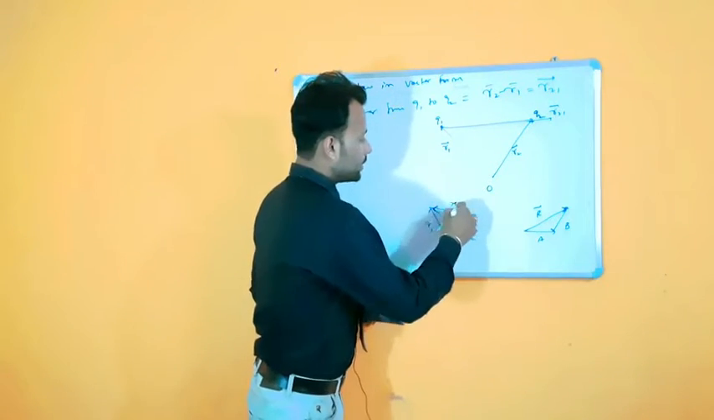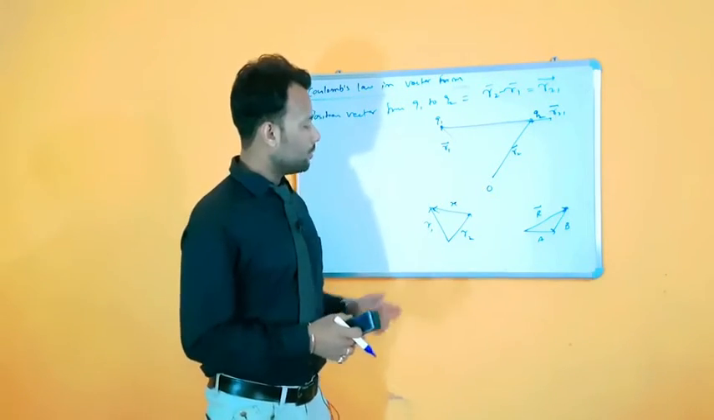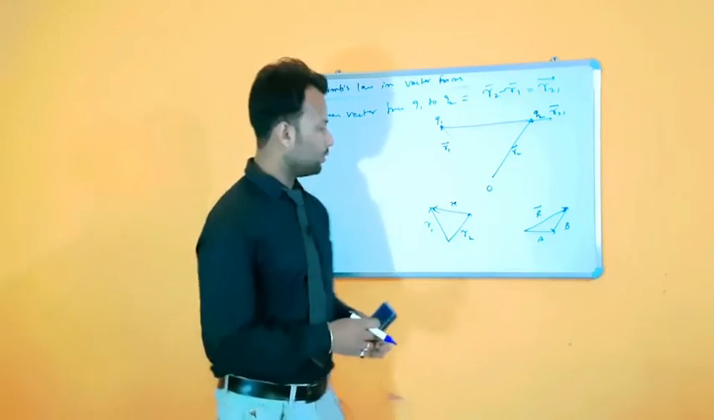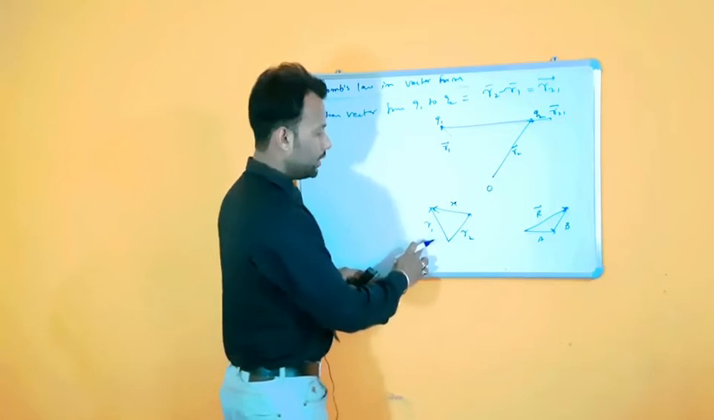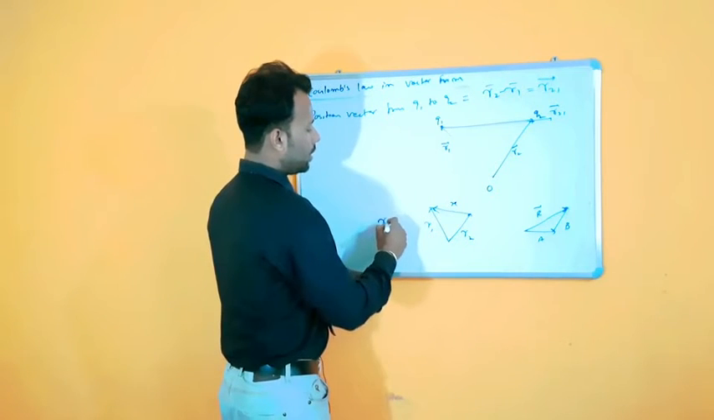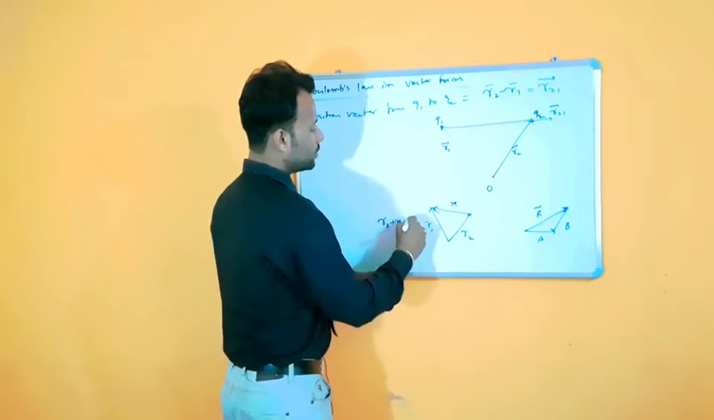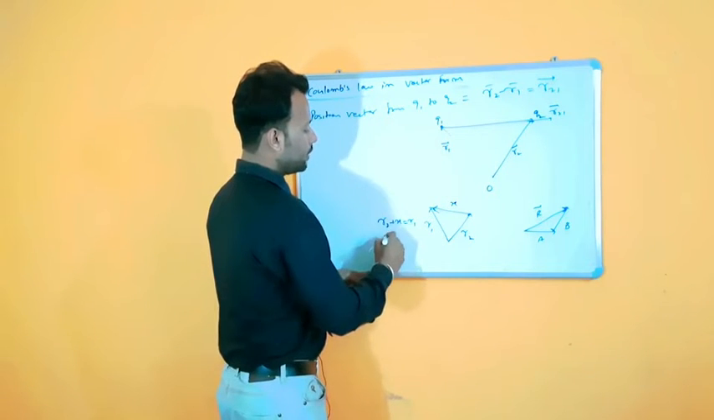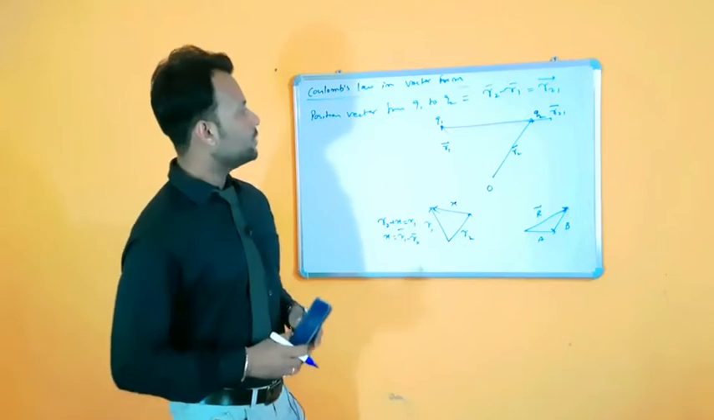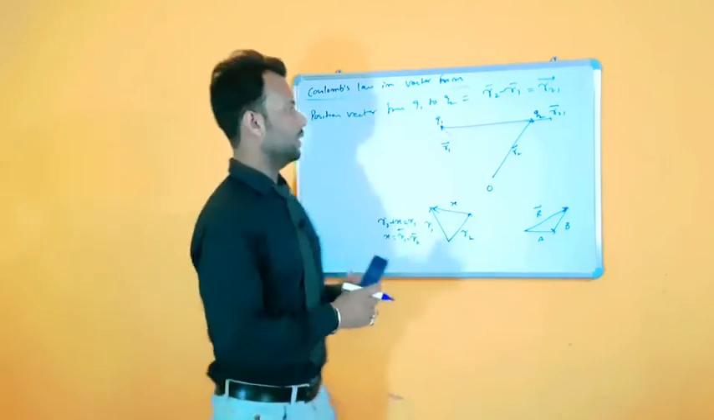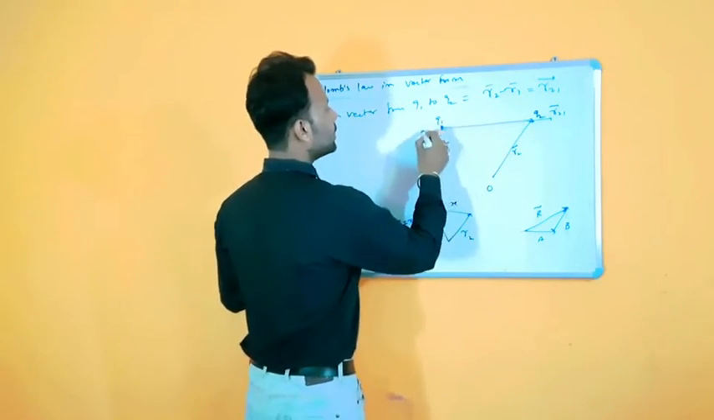Let's say now this is x. Now again compare this diagram with the triangular law. Now r2 plus x equals r1, right? From this diagram it will be r2 plus x equals r1, or simply x equals r1 minus r2. That means the position vector from q2 to q1 will be in this direction.